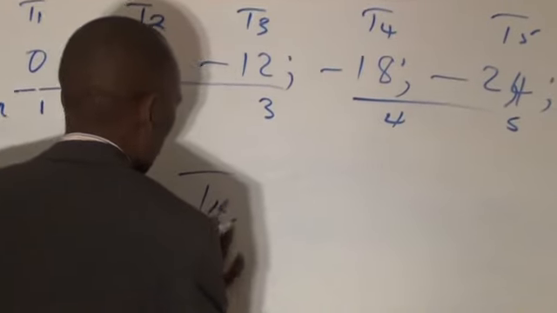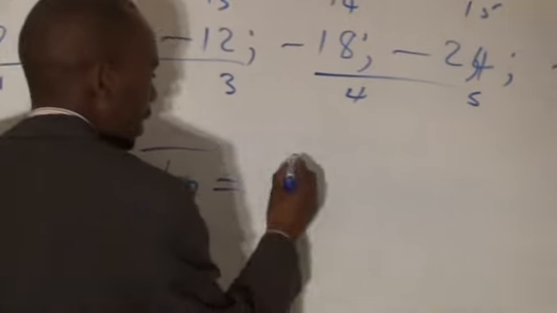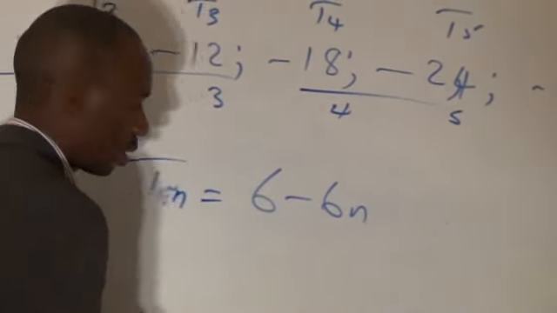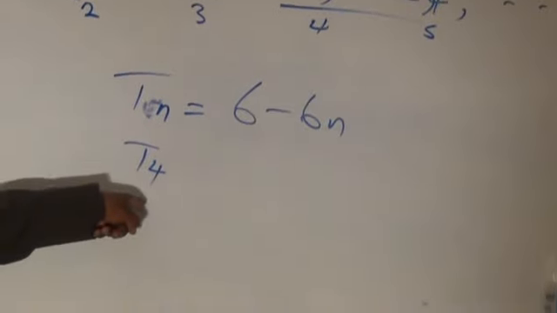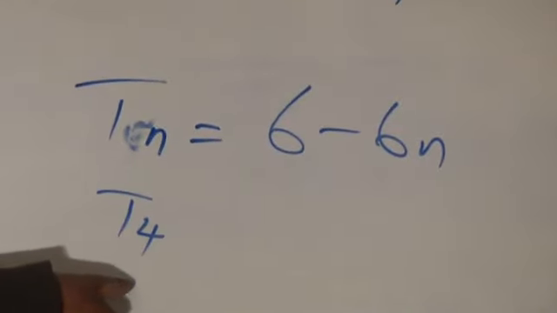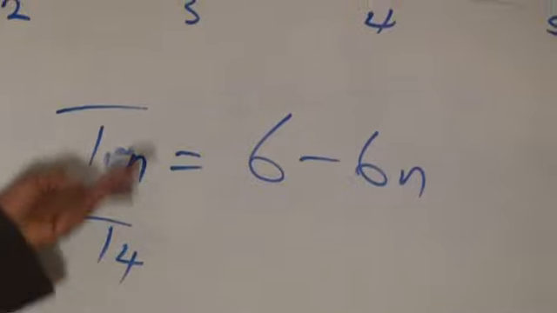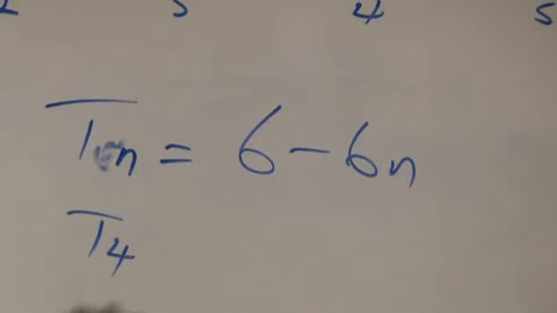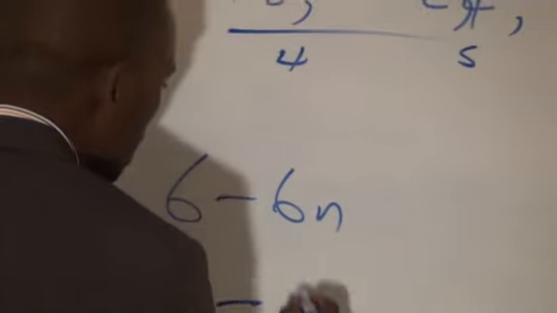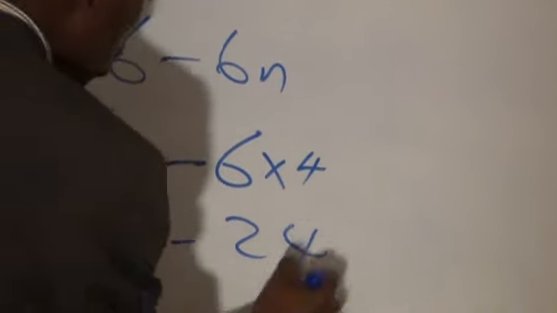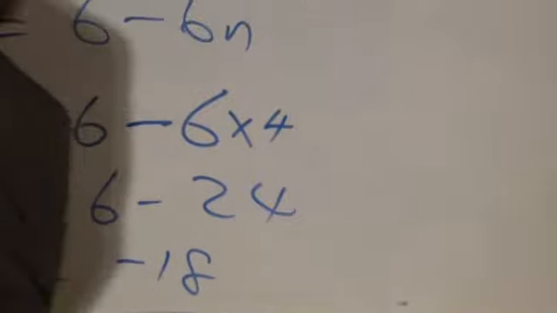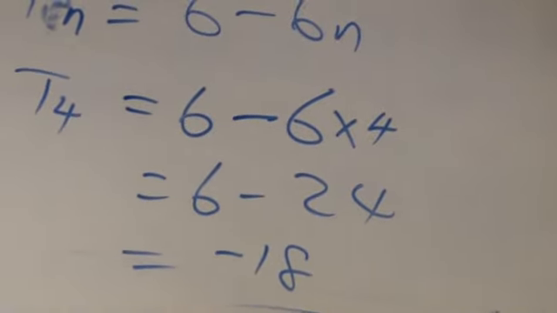We know that in general, Tn in this case is 6 minus 6n. So T4, my question to you guys, what is n equal to now? 4. T4, n equal to 4. So this will be equal to 6 minus 6 times n, which is 4. This will be equal to 6 minus 24, which will be equal to minus 18. Is our T4 equal to minus 18?